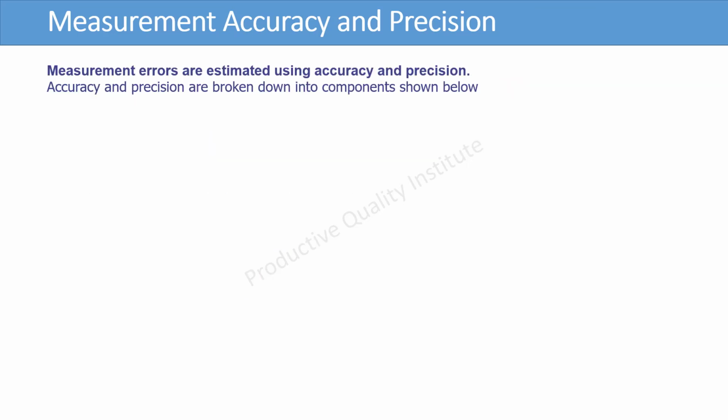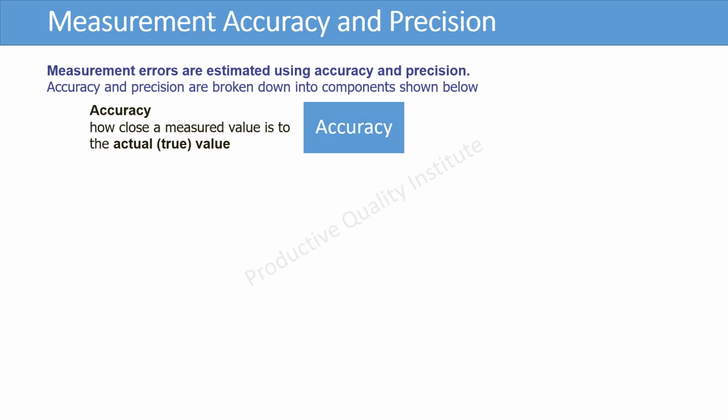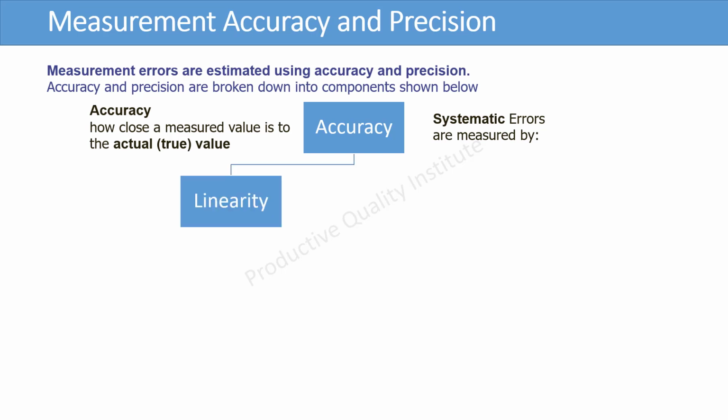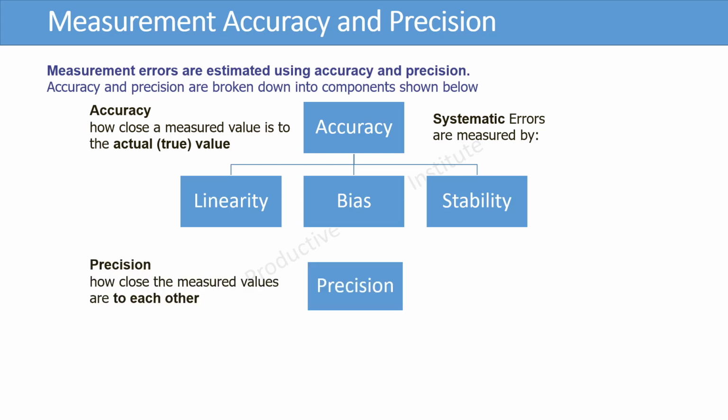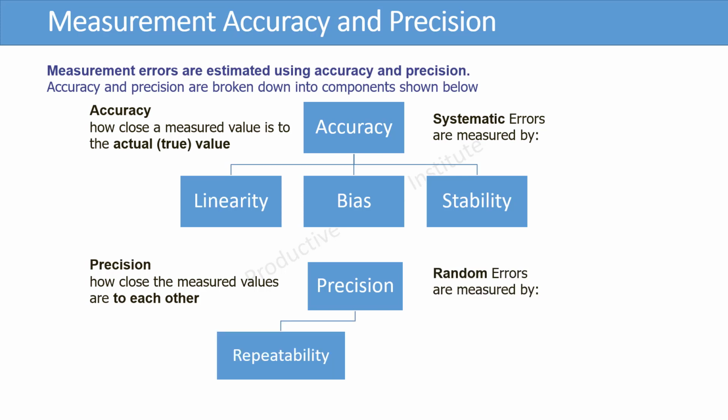Measurement errors are estimated using accuracy and precision. Accuracy and precision are broken down into components shown below. Accuracy is how close a measured value is to the actual, or true, value. Systematic errors are measured by linearity, bias, and stability. Precision is how close the measured values are to each other. Random errors are measured by repeatability and reproducibility.